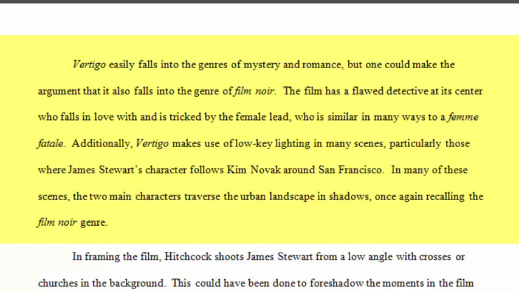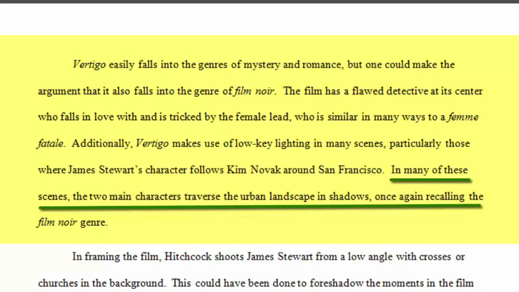So now we see a wrap-up that's going to bring the conclusion about this film, that it's part of the film noir genre, into clearer focus. In many of these scenes, the two main characters traverse the urban landscape in shadows, once again recalling the film noir genre. So the student placed the movie in a genre and made a strong and compelling argument in a well-unified paragraph.